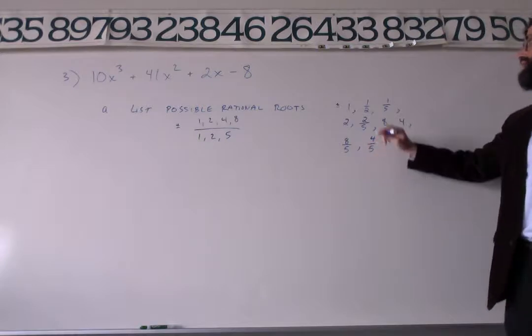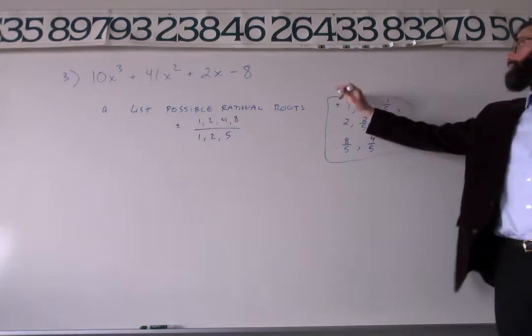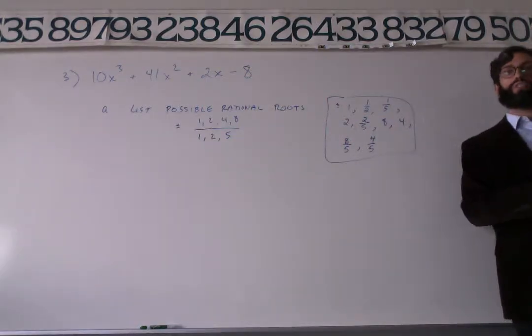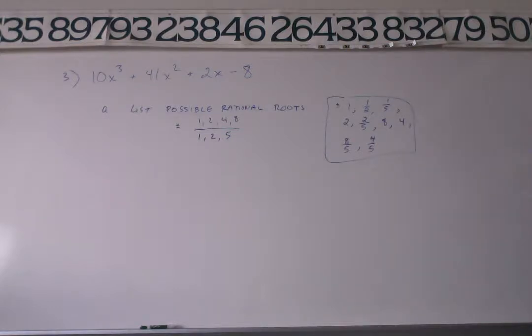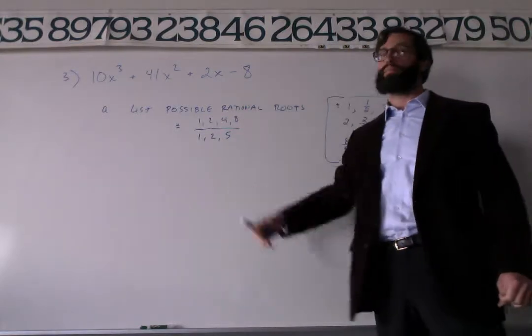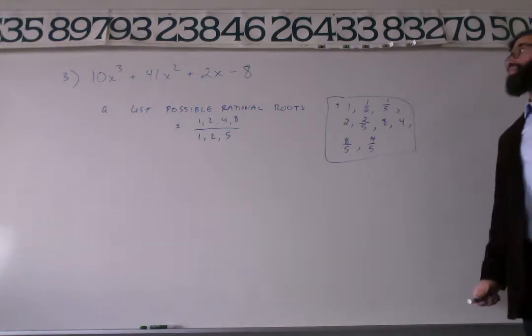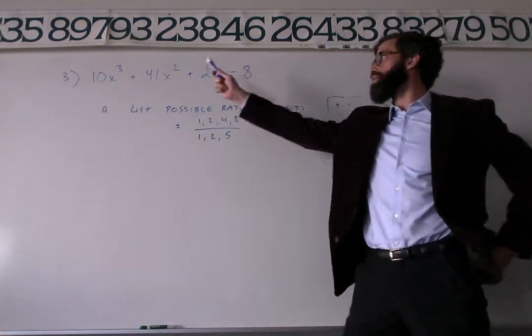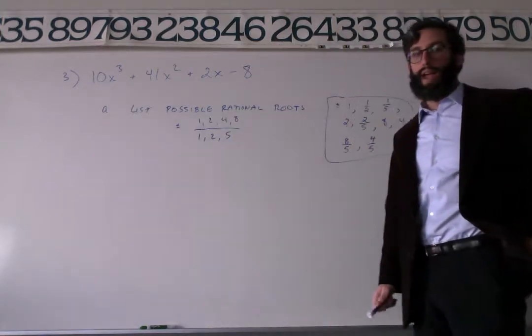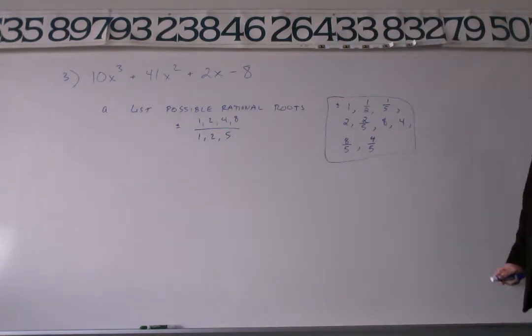So there are all of these numbers, positive or negative, and all of those are the candidates for rational roots of this polynomial. That's all you have to do. It should be the easiest kind of problem in this part of the unit, just dividing factors of the last coefficient over factors of the first coefficient. So that's the rational root theorem.